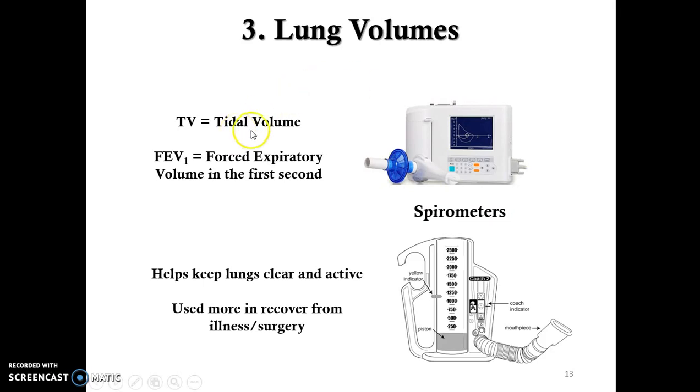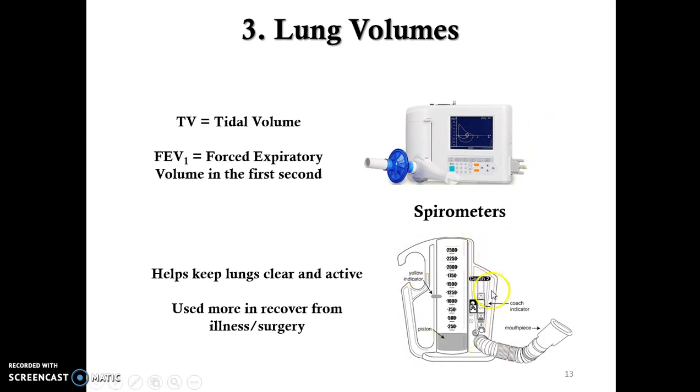And that would include tidal volume, as well as something physicians use, which is FEV1, which means forced expiratory volume in the first second. So that's if somebody was blowing out air into the spirometer, how much air can they blow out in that first second? That tells you a lot about how well the lungs are able to act for the person.